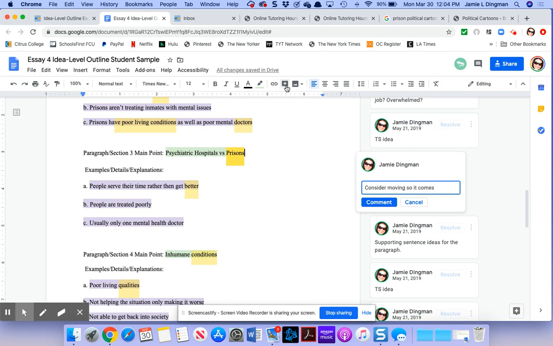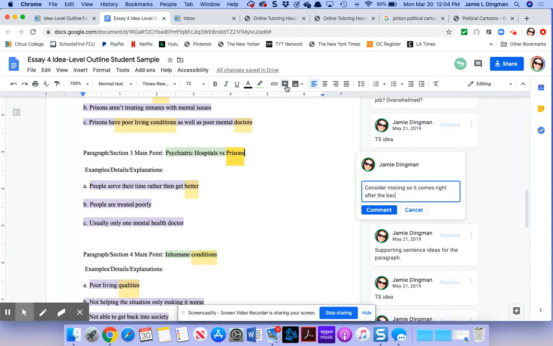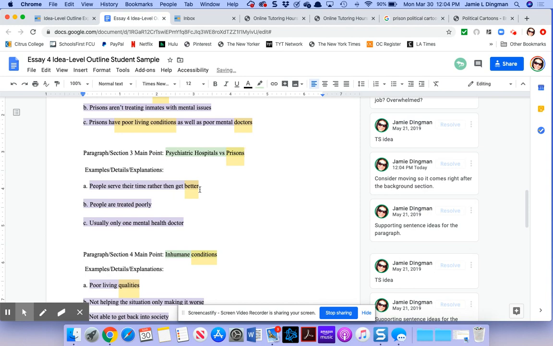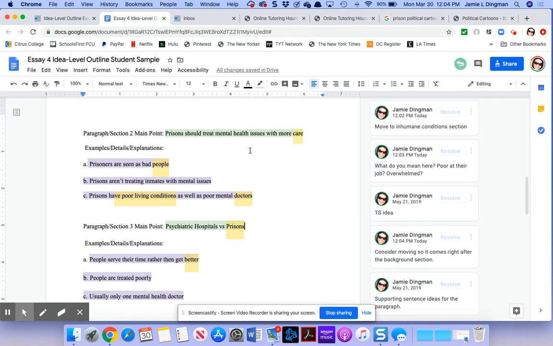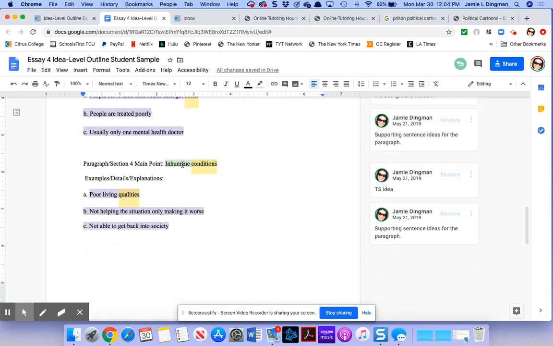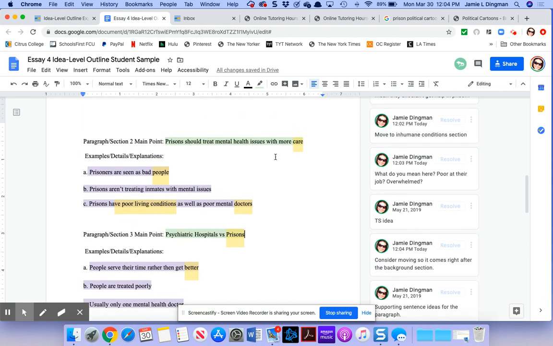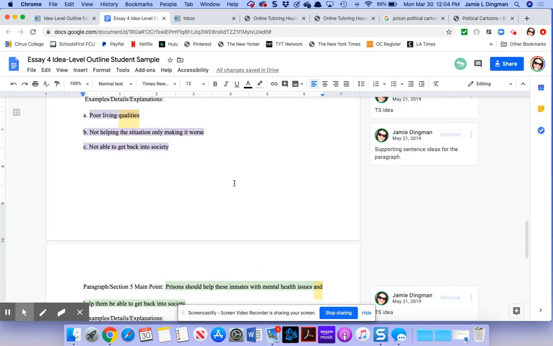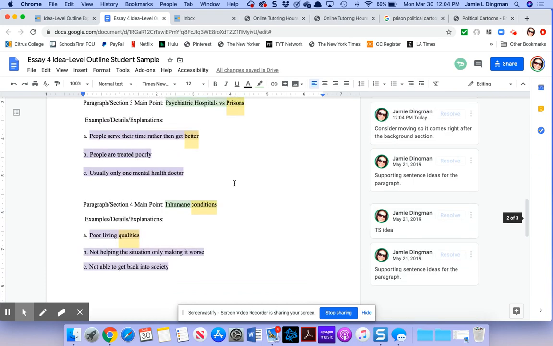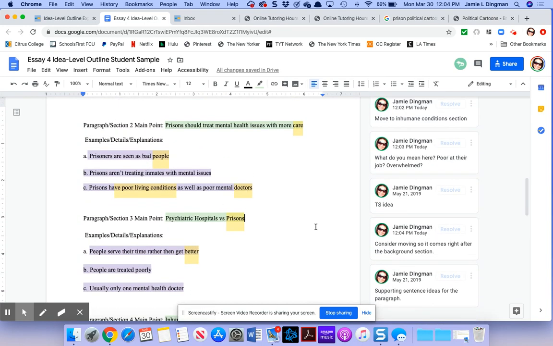So it comes right after the background section, right? Because that logically would make more sense, that you could then explain the difference between psychiatric hospitals and prisons, and then you could start talking about why prisons aren't as effective as maybe a psychiatric hospital, right? Because they're not being treated with care, the living conditions are inhumane, right? So I would reorganize that.